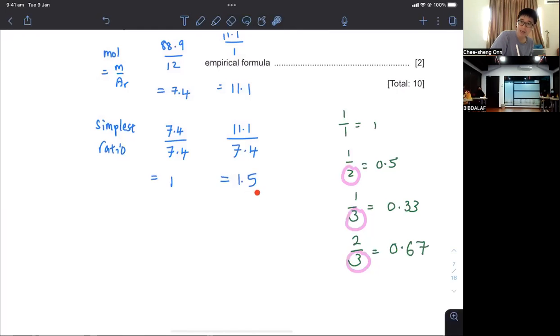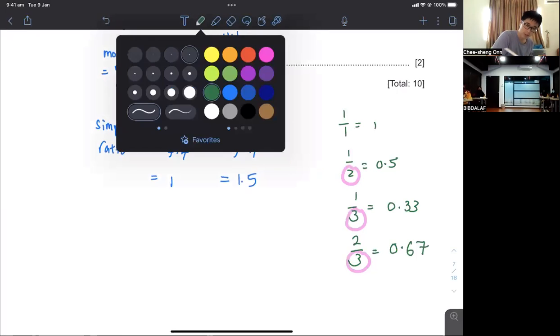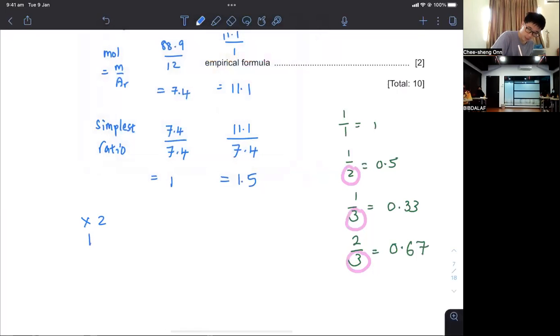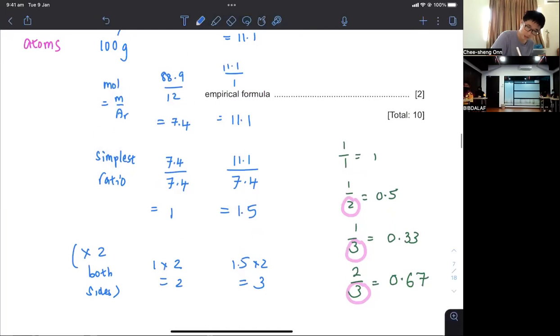1.5 is not a whole number. Do not round it up. Do not do anything funny. You want the simplest whole number ratio. So I multiply by 2 both sides because I realized that 0.5 is 1 over 2. So 1 times 2 gives me 2. 1.5 times 2 gives me 3. Simplest whole number ratio of your atoms: C2H3. Not an easy 2 marks.